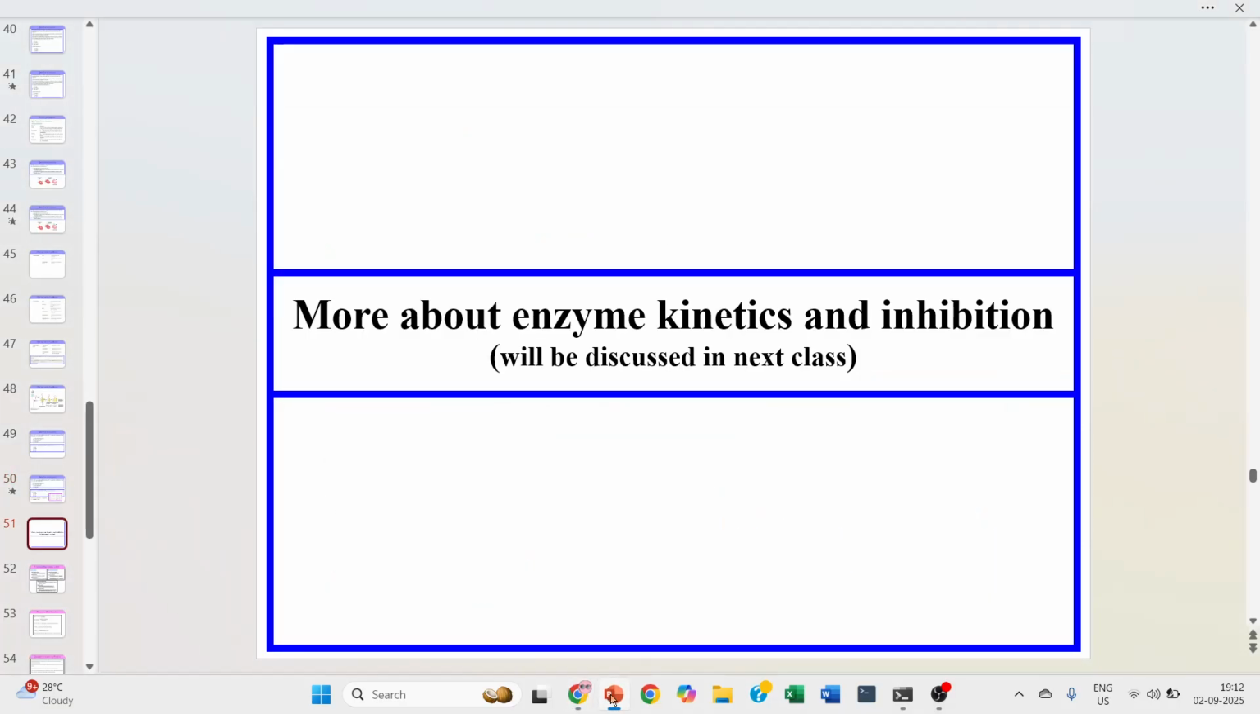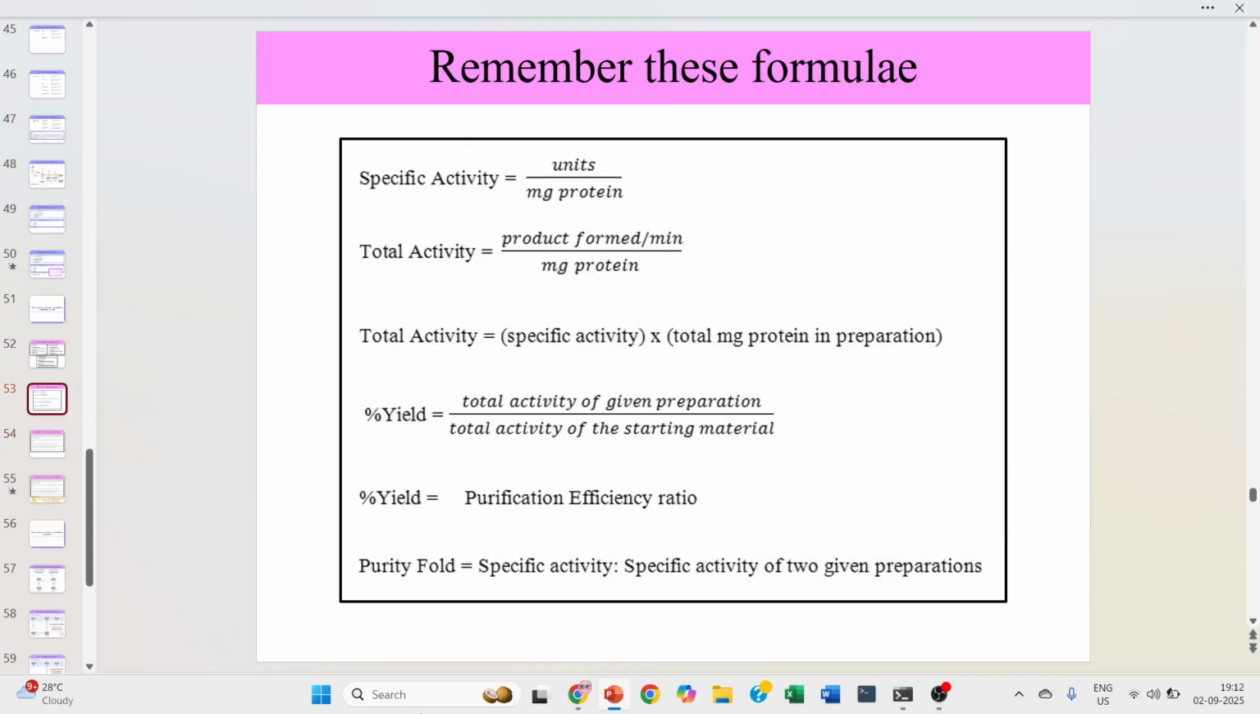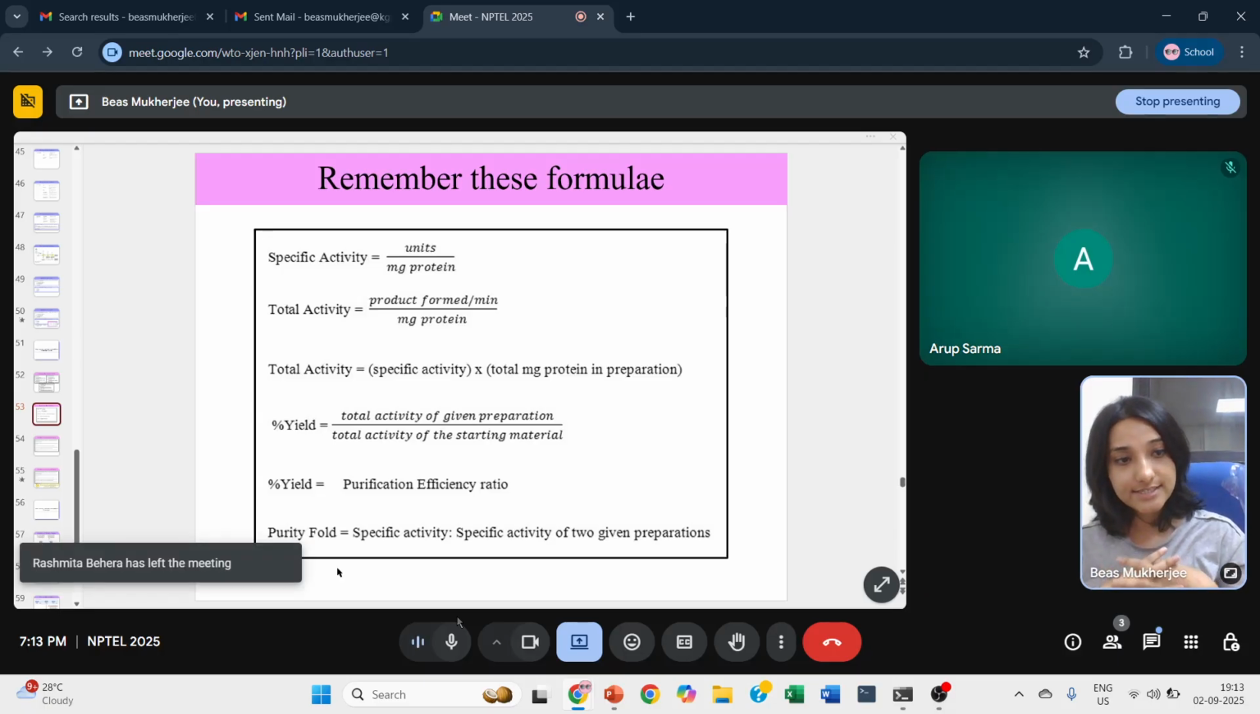Now, for the next class, there will be a lot more questions on enzyme inhibition discussed with you. So we will leave that for the next class. For the next class, we have enzyme regulation, we have entire enzyme kinetics and inhibition, and we will discuss all of that in the next class.